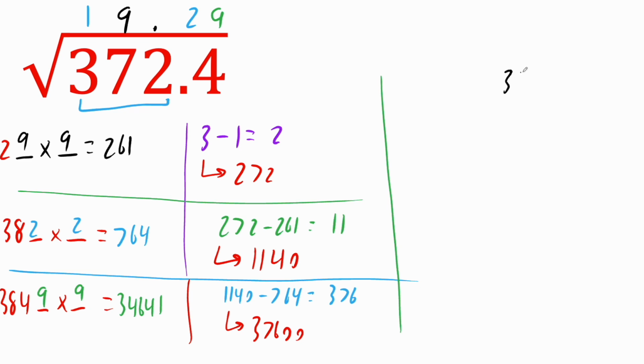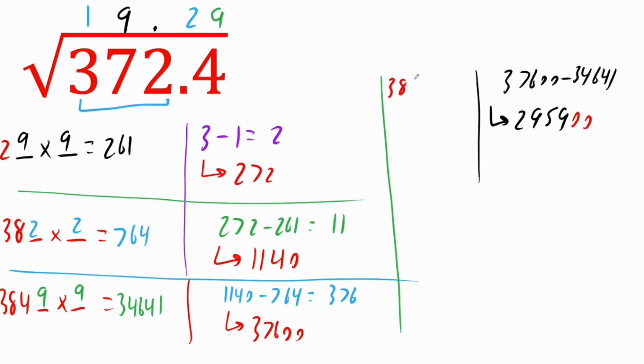So now we take our 37600 minus 34641. And when we subtract these two, we're going to get 2959. Add our 2 zeros. And now we take this big number, 1929, we times it by 2, and we're going to get 3858, placeholder number times placeholder number. And I'm going to go ahead and put 7, 7. And this gives us 270109. And again, if you did 8, it would be too big. So I'm going to put a 7 right here.